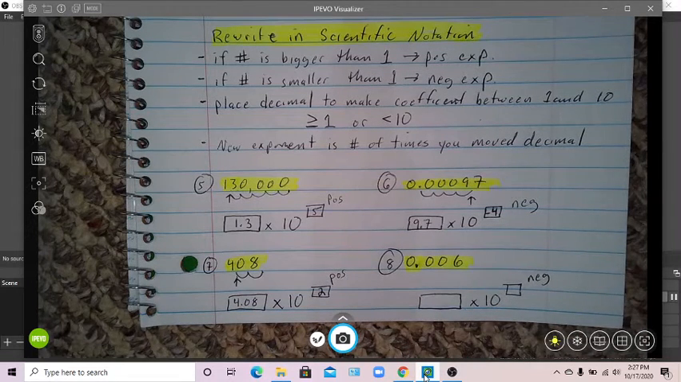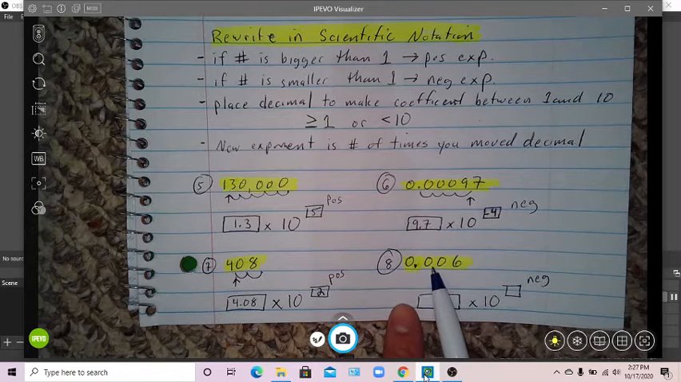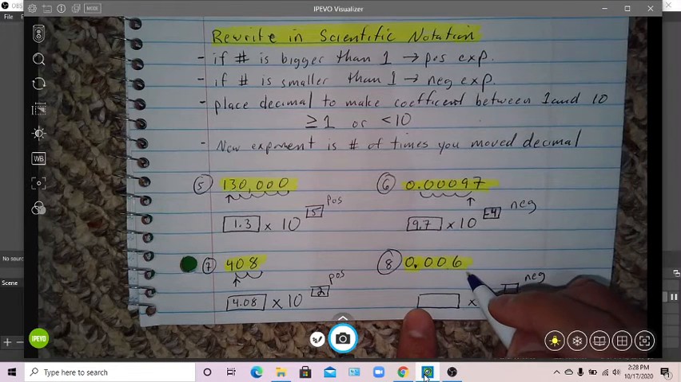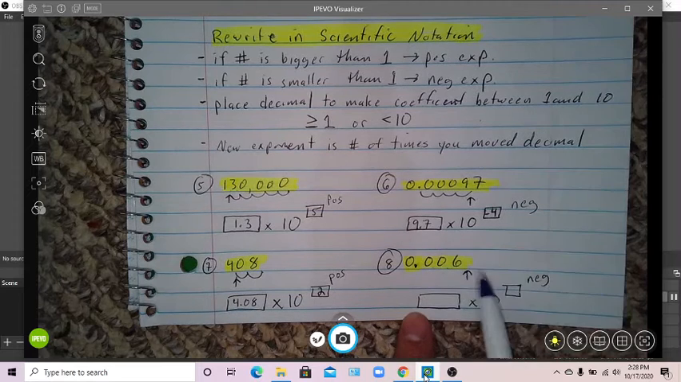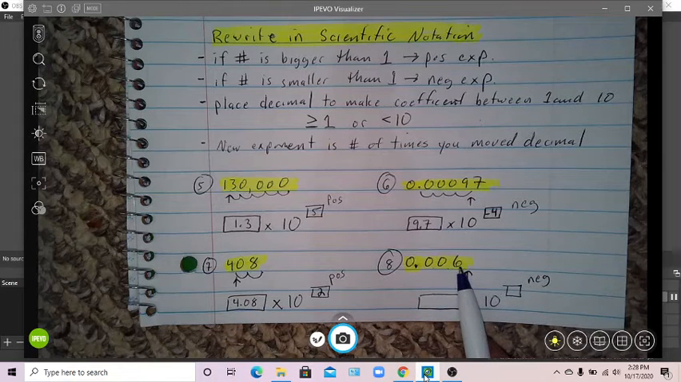Alright, so now I need to figure out where I'm going to put my decimal. Place the decimal to make the coefficient between 1 and 10. Let's take a look here. I can put it between these two zeros, between the 0 and the 6, or after the 6. Well, if I put it between the 0 and the 6, I have 0.6. 0.6 is not between 1 and 10. But if I put it right here after the 6, I have 6.0, same as 6. 6 is between 1 and 10.